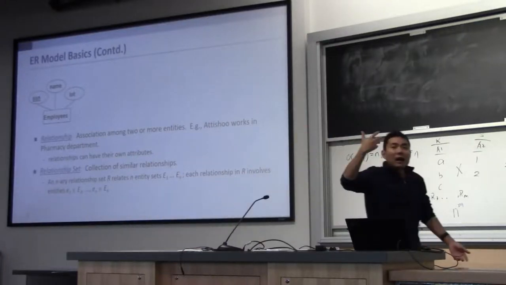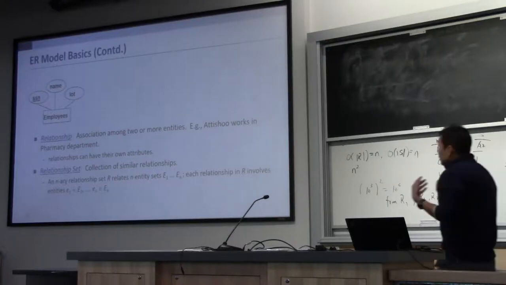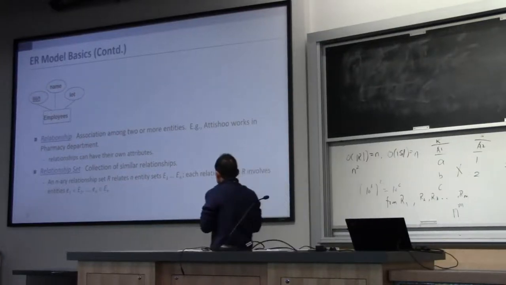Because in real world applications, you don't have just objects. You have objects and interaction among objects. That's what you do, right? If we only have objects, that's a dead world. You want to have interactions among objects. The way you model that interaction among objects is essentially relationship. Okay? So relationship is association among two or more entities.